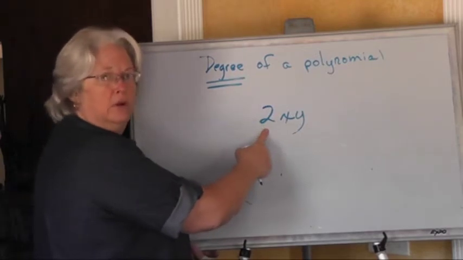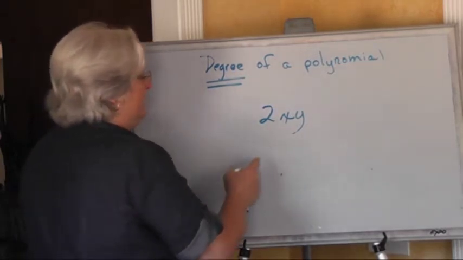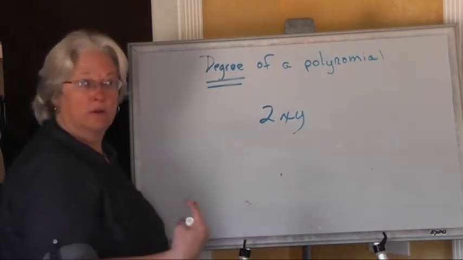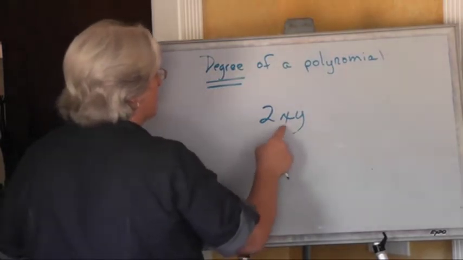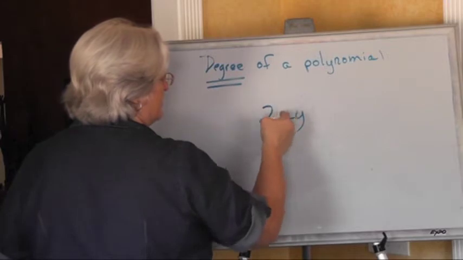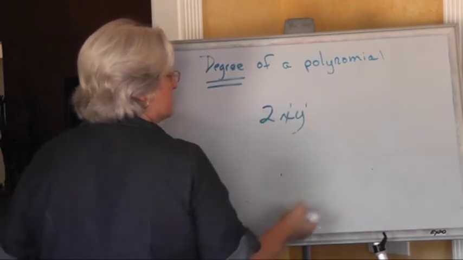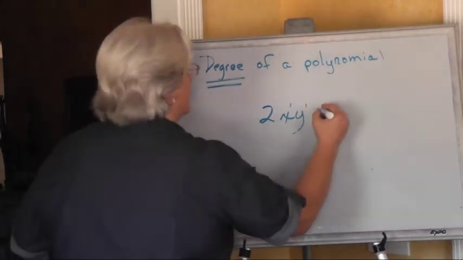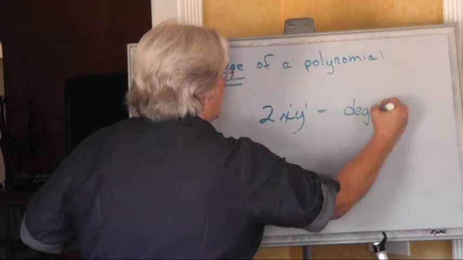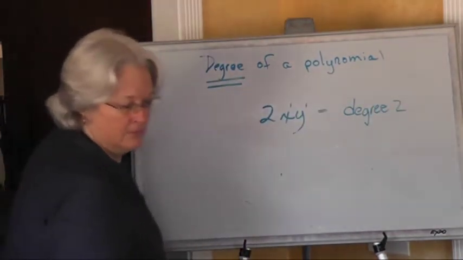2xy. The 2 is a constant term because it's just a number and it doesn't have an exponent considered along with it. We have x, there's 1x, so the exponent is understood to be 1. The exponent of the y is understood to be 1. So this is a monomial of degree 2. 1 plus 1 is 2.